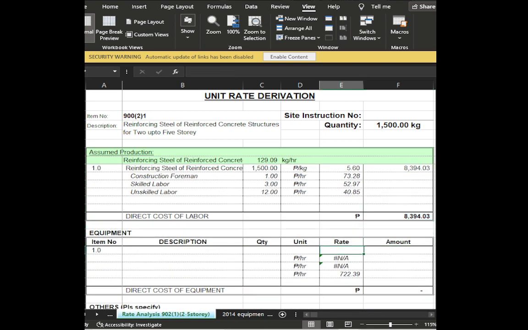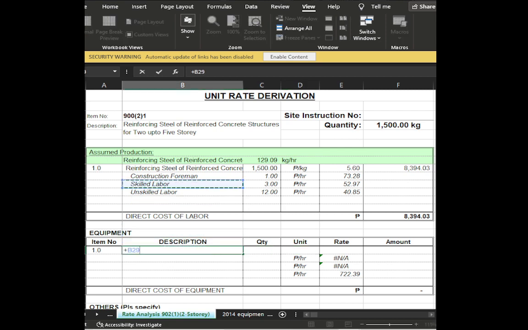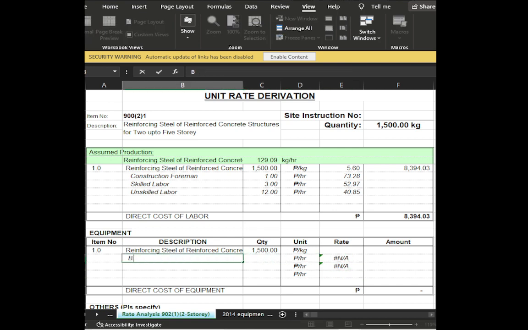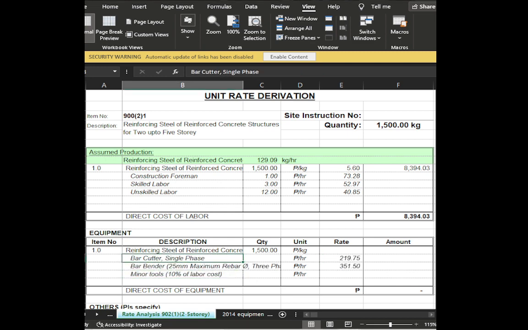Then for our equipment, guys, we will keep the same quantity. Then also this one, piso per kilogram. Then we need a bar cutter, single phase. So I just copy this one, guys. So these are our equipment used for reinforcement steel.